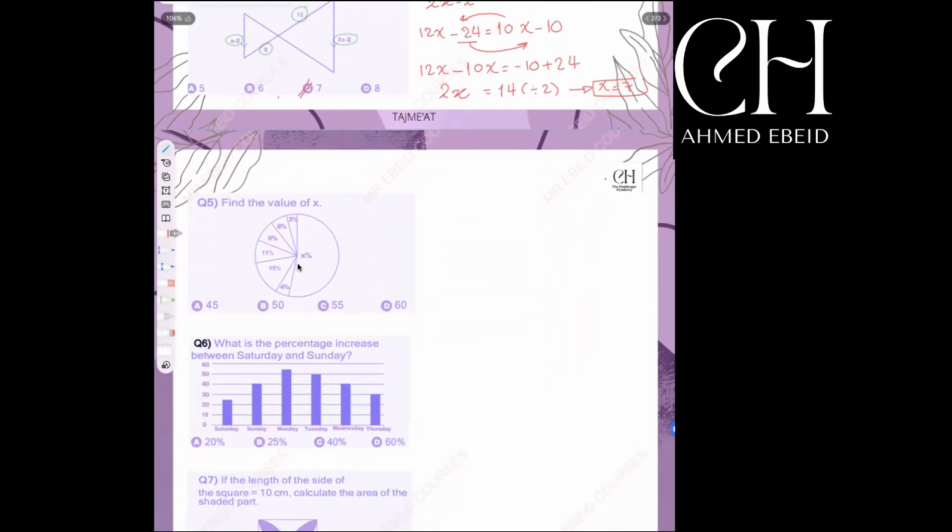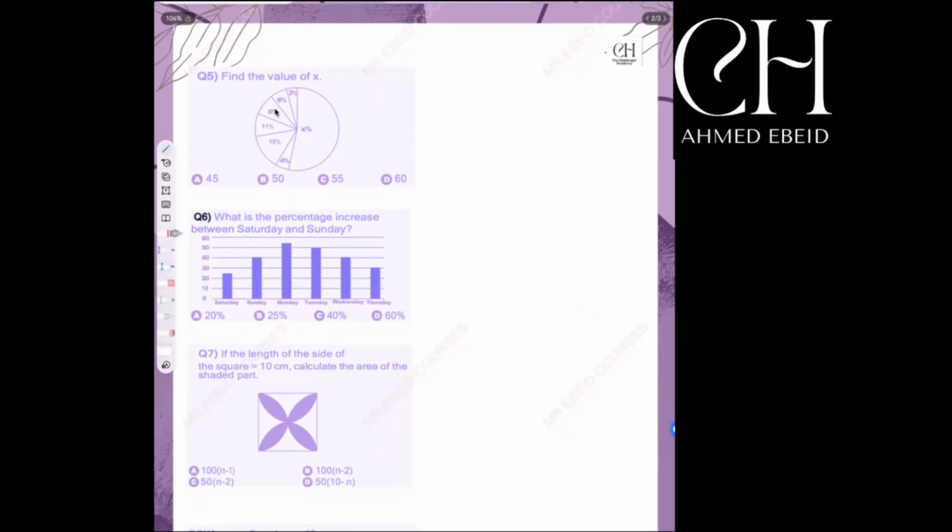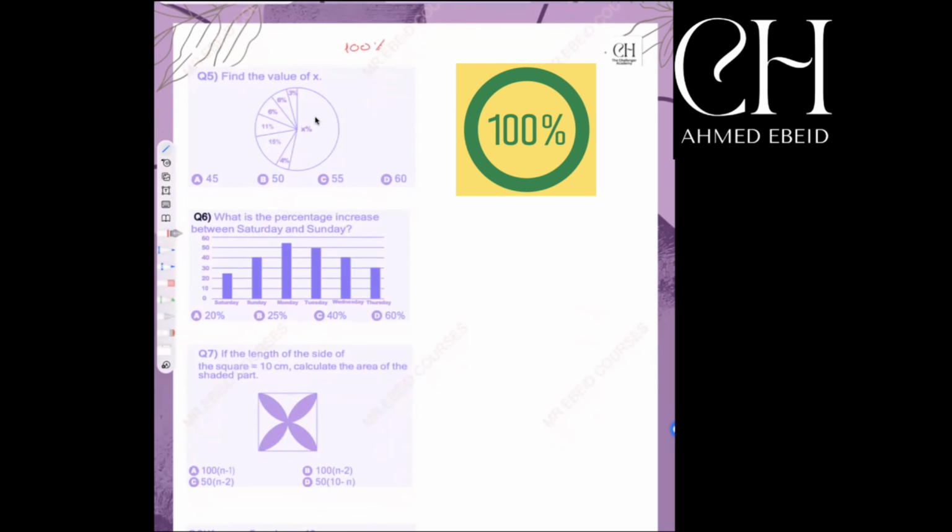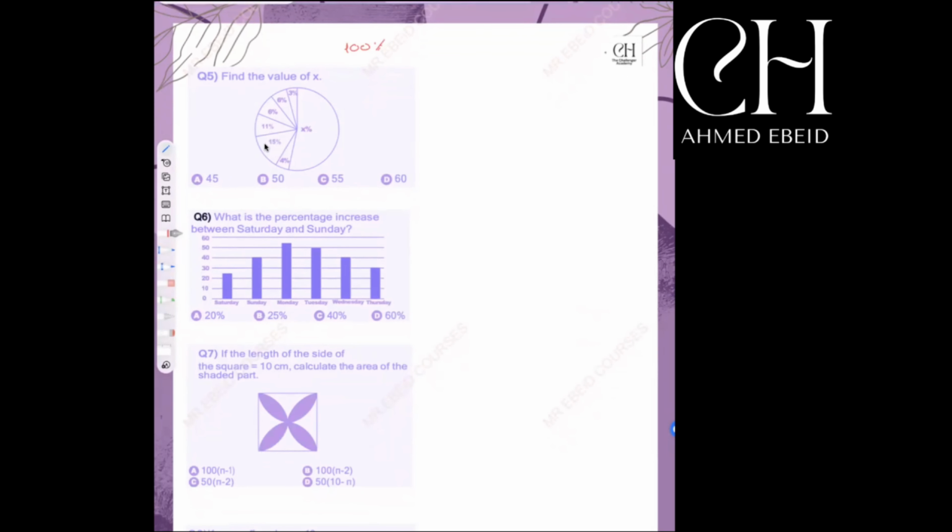Let's move to question 5. Find the value of x. You know that if you have one circle, the sum of the angles is 360, and also the sum of the percentages is 100%. So we'll just add all of these. 15% plus 4 plus 11, which equals 15 also, and 6 plus 6, which equals 12, plus 3, it will be 15. 15 plus 15 plus 15 will be 45. So we subtract from the whole circle, which is 100, the sum of all the given percentages, which is 45. So it will be 55. So the answer is C.